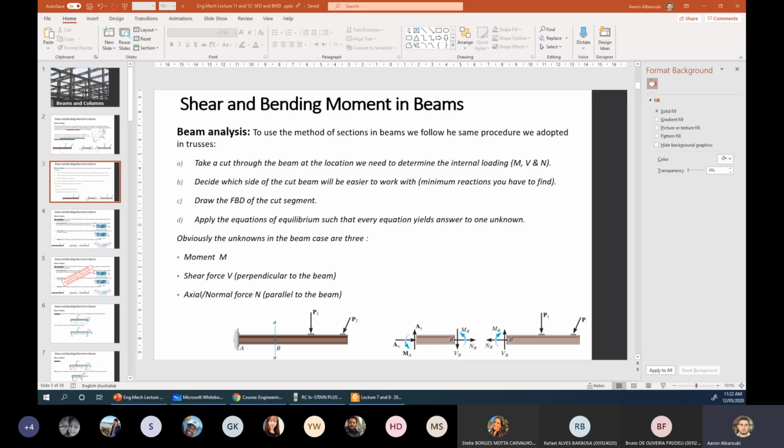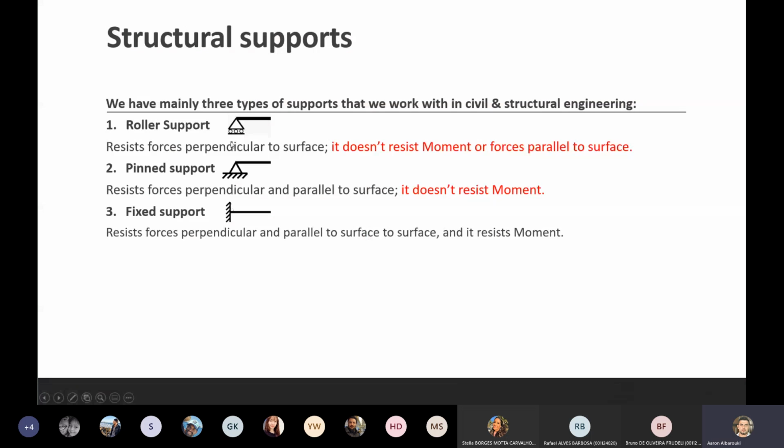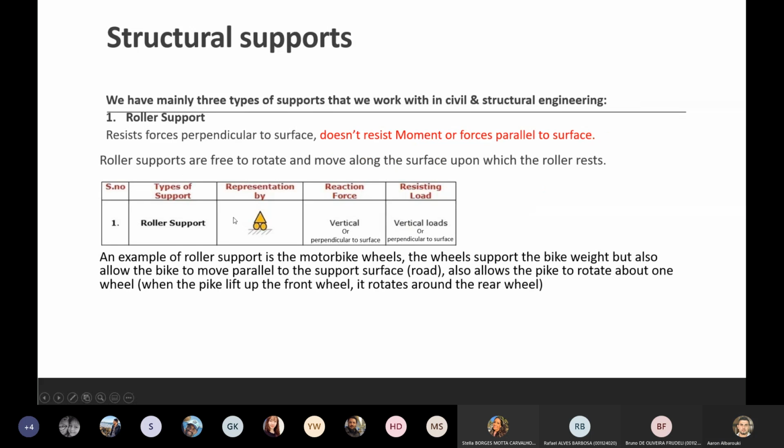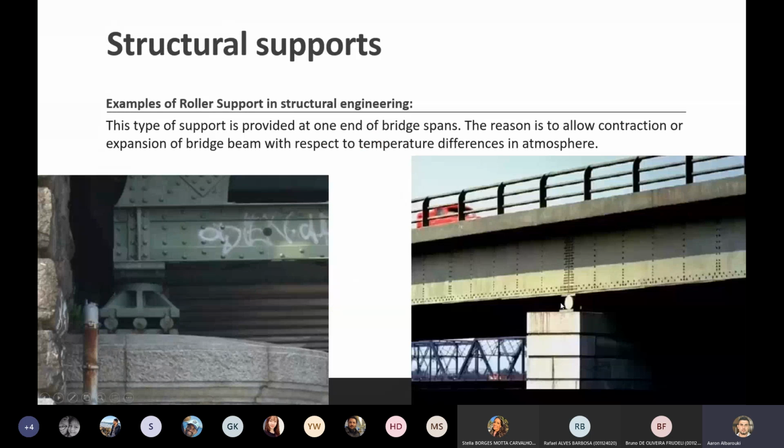Okay, let me just show you, make sure we're clear on this. Picture 6, I think, if I'm not wrong. Yep. Okay, so these are the main 3 supports that we've got, guys. Depending on what direction the roller is, the reaction force will always be perpendicular to the support face. So if I have the roller supported on an angle, the reaction force will always be perpendicular to that.